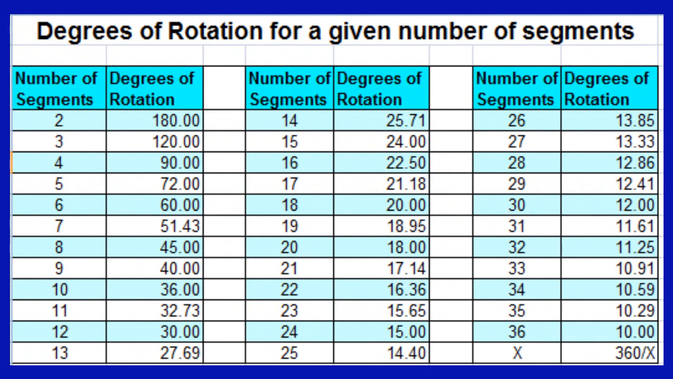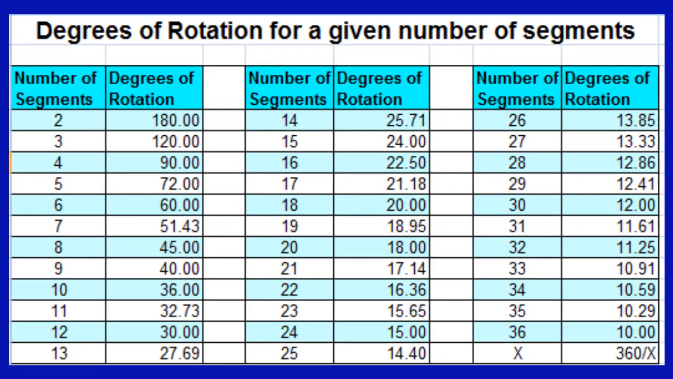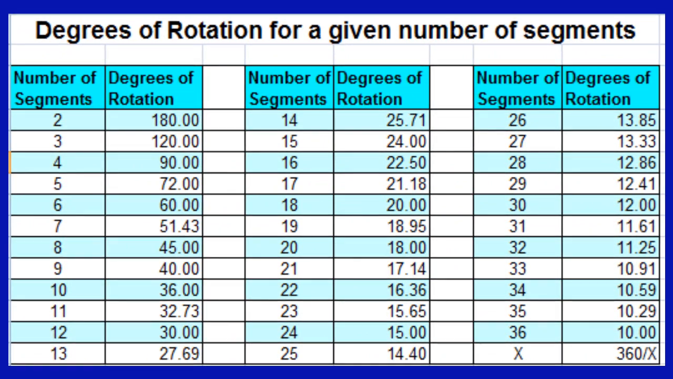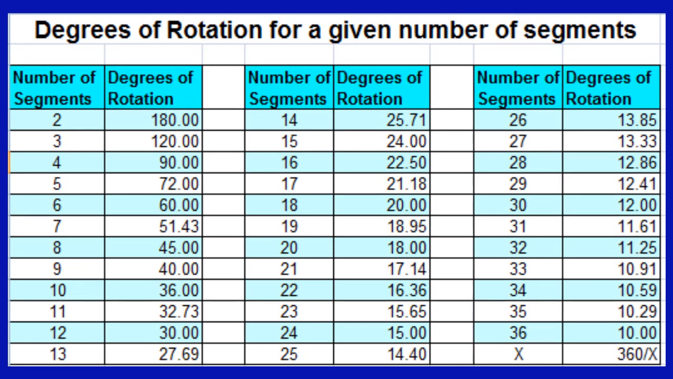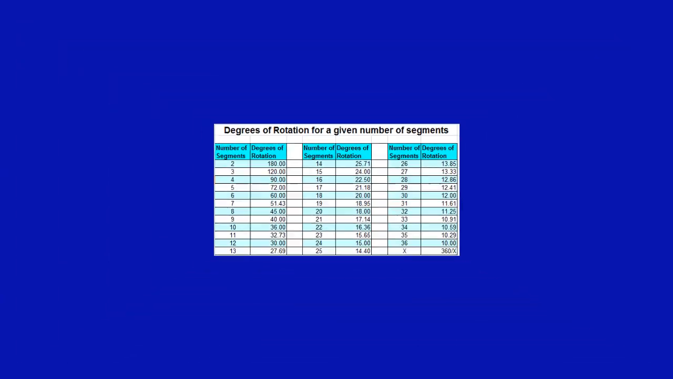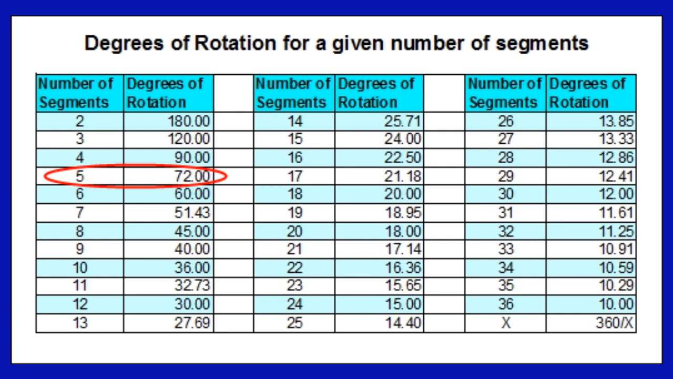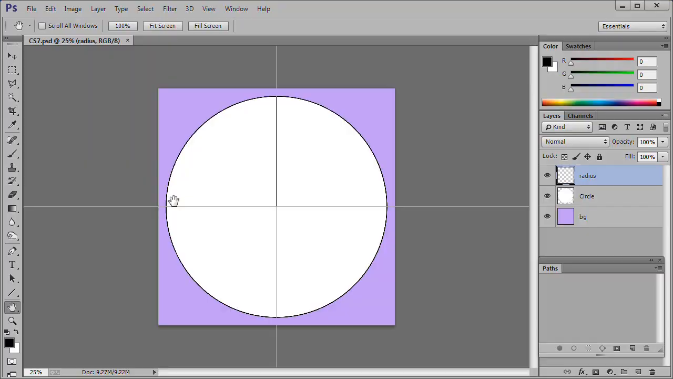Here is a chart that lists the number of equal segments you want and the corresponding degrees of rotation you should use for that number of equal segments. For example, if you wanted a circle divided into 5 equal segments, use a 72-degree rotation on each segment. Duplicate the radius layer.